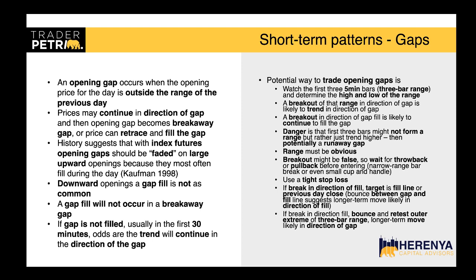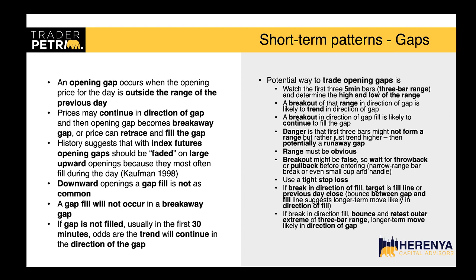The danger here is that the first 3 bars might not form a range, right? So they might just open up and all 3 bars just go up. In that case, it's potentially a runaway gap and not necessarily an opening gap. So there's a bit of a difference there. We'll look at a runaway gap in a second. The range for an opening gap must be obvious. If you're going to trade an opening gap, it's got to form a 3-bar range, and it's got to be a very obvious range for you and easy for you to see.